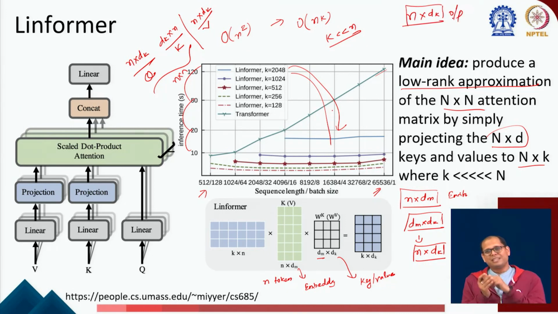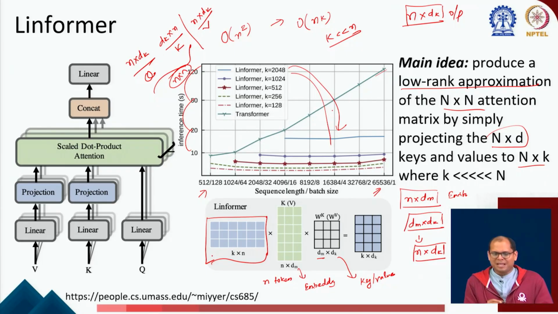I still want to get the same output. For all n words, I want a dk dimension or dv dimension output, right? But I want to save in this computation. I don't want to compute this n cross n matrix, right? So what is the trick that they are using? They are having this additional low dimension projection, this k cross n matrix, that they multiply for both key and value, not for query. So only for k and v they will multiply this, right.